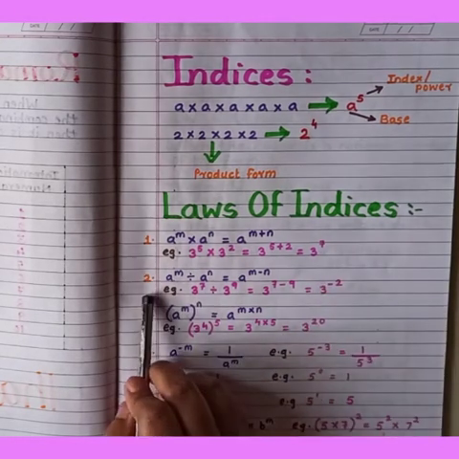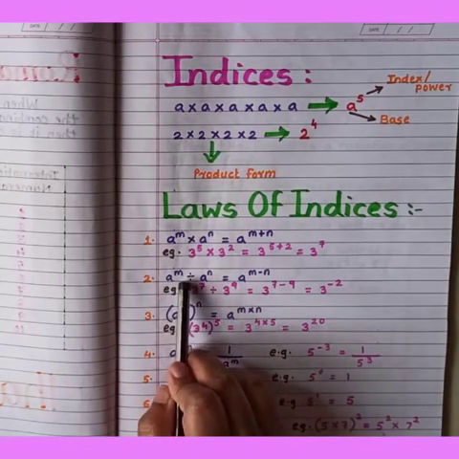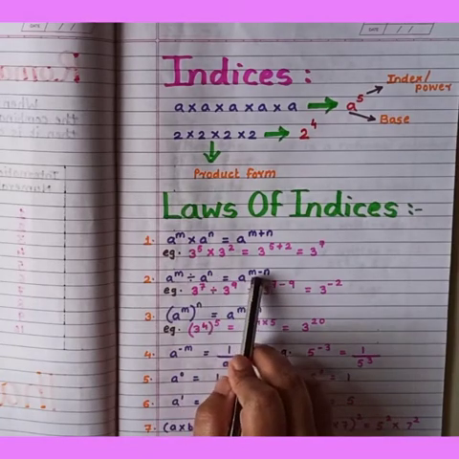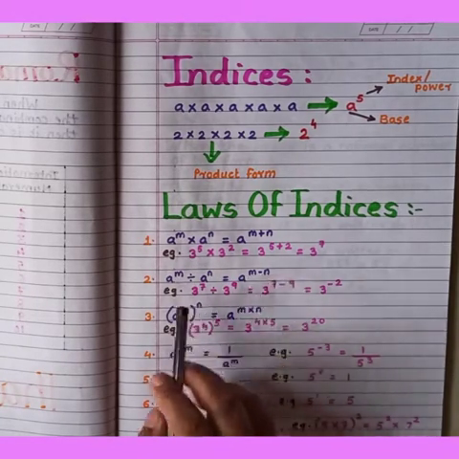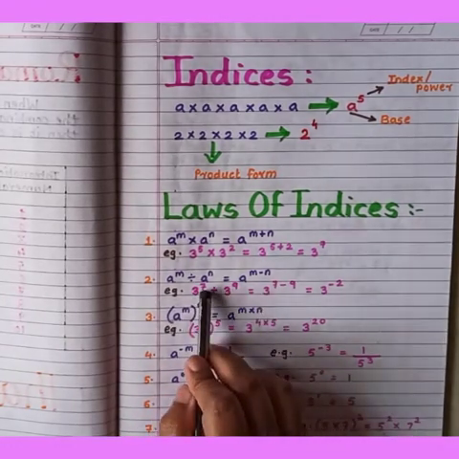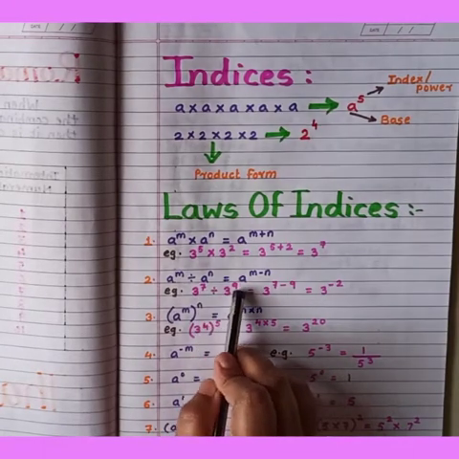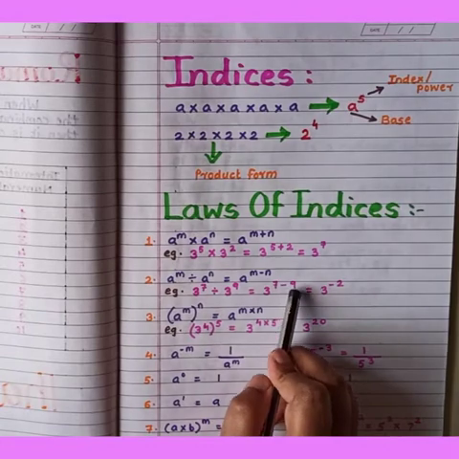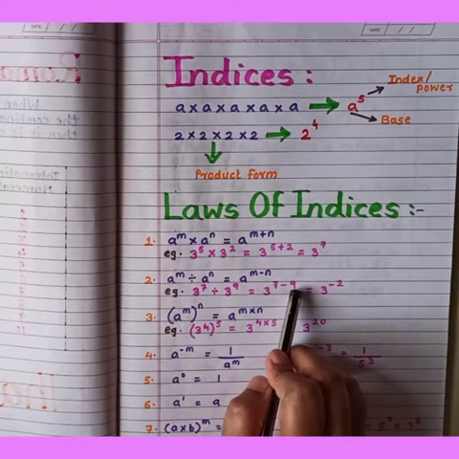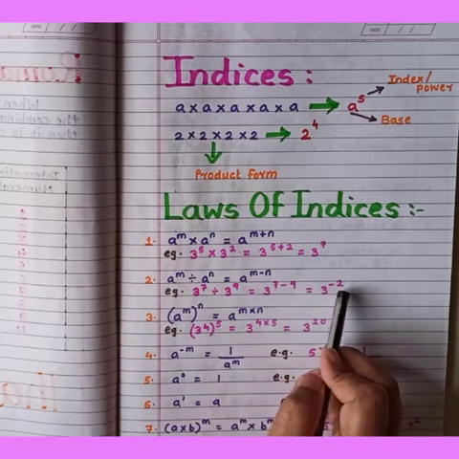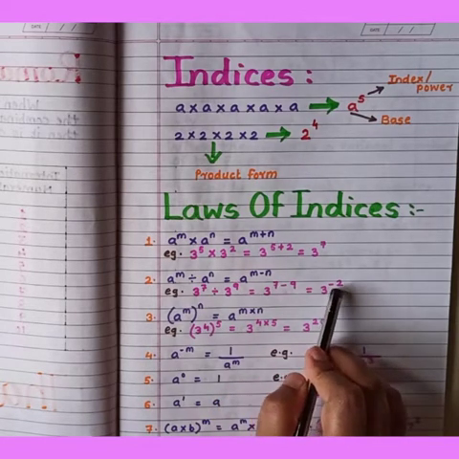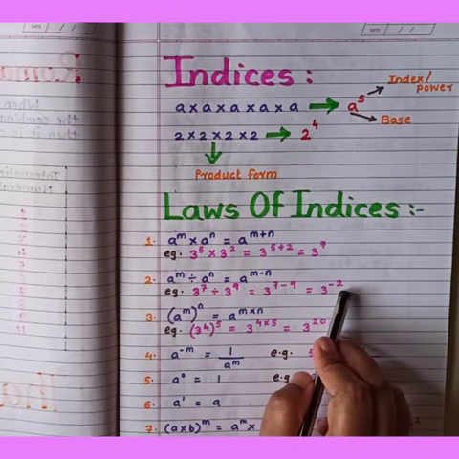Second law: same base division, we subtract the powers. Therefore A raised to m minus n. See the example. Here the base is the same, which is 3, and the indices are 7 and 9. So 7 minus 9. Now students, here 9 is bigger, so 9 minus 7 is 2, and the bigger number has the minus sign, hence we got the answer minus 2. So the answer is 3 raised to minus 2.